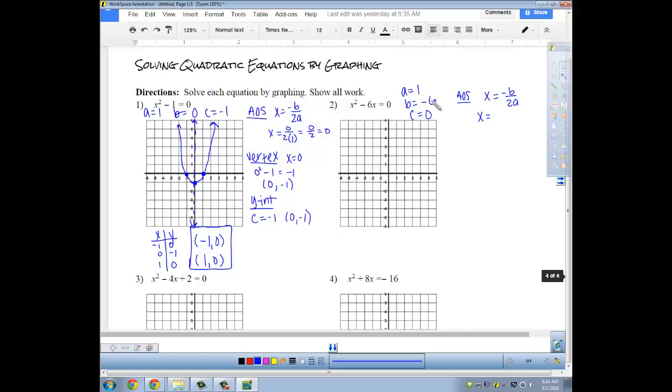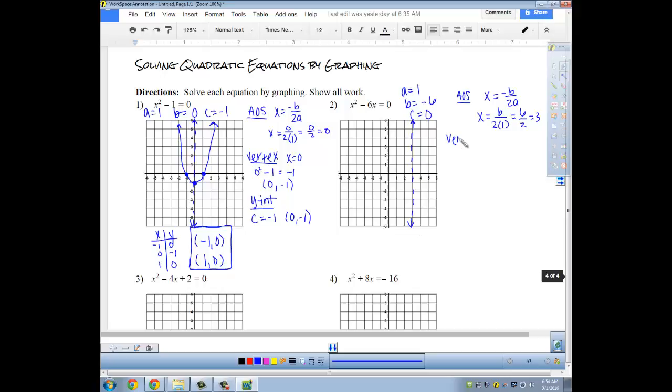So negative b, well, b was already negative 6. So negative 6 is positive 6 because a negative is a positive. 2 times a, which is 1. So we get 6 over 2, which is 3. So I'm looking at x equals 3 for my axis of symmetry. So we put a dotted line down there.